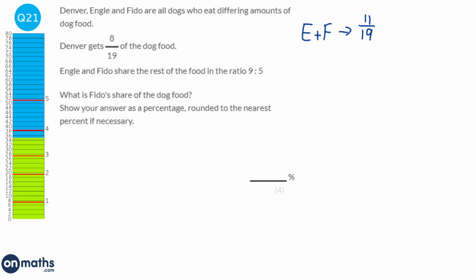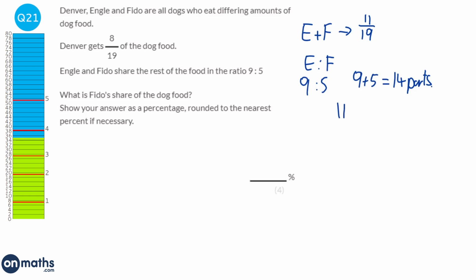I'm going to focus on the ratio next of Engel to Fido. So it's 9 to 5. And let's have a look and see, well, first of all, how many parts there are altogether. So 9 plus 5, which is 14 parts. So there are 14 parts in total, and the share that they get is 11 over 19.